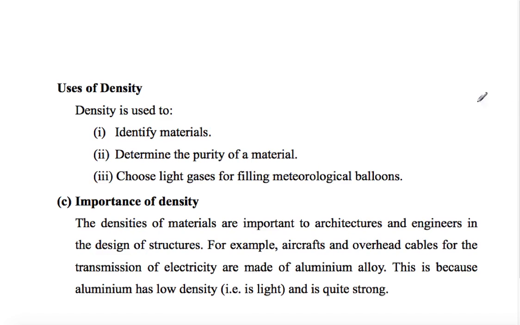So why do we use density? We can identify materials with density because each material has a different density. And we can determine the purity of materials. For example, the density of pure water equals 1 gram per centimeter cubed. If you measure it and get 0.98 gram per centimeter cubed, or you get 1.2 gram per centimeter cubed, you can compare the result and understand how pure it is.